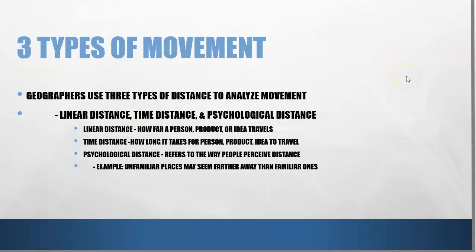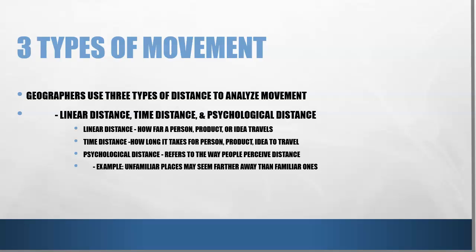There are three major types of movement, and we use this to look at movement a little more. Linear distance and time distance are really easy. Linear distance is just how far did it take, how far is it from point A to point B? How far is it? Time distance, how long did it take to get from point A to point B? And then psychological distance, it refers to the way people perceive distance. So the example there, an unfamiliar place may seem farther than familiar ones.